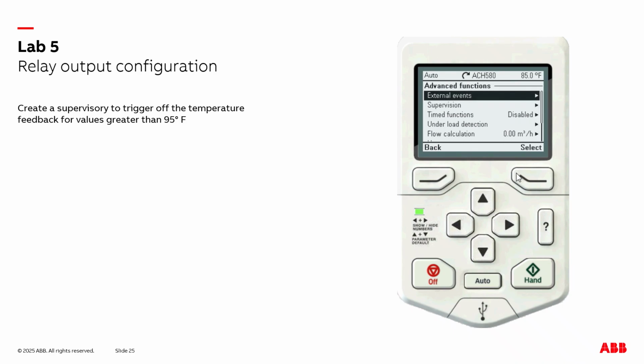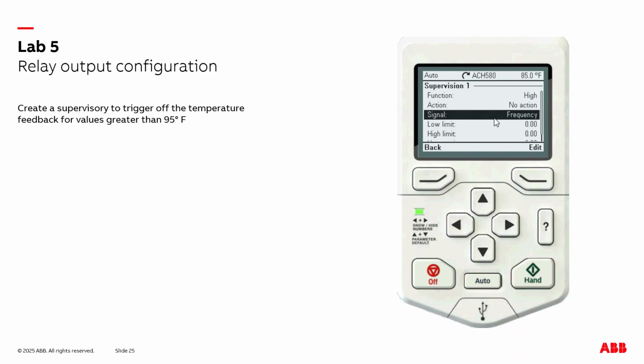All right, and we're going to go down to supervision and use supervision 1. That's disabled by default, so we're going to enable it. And we're going to set it to high. When the temperature goes high, we want this supervisory to activate.